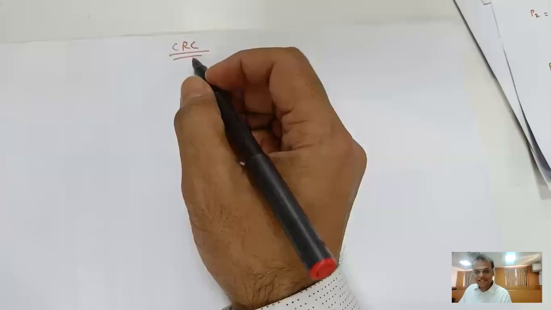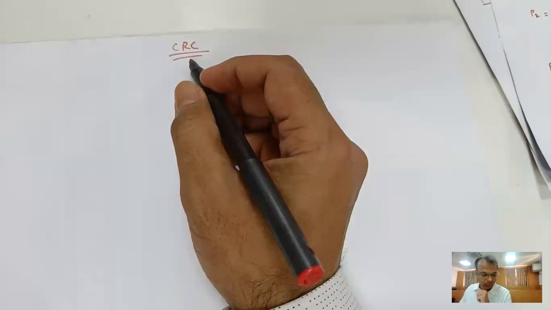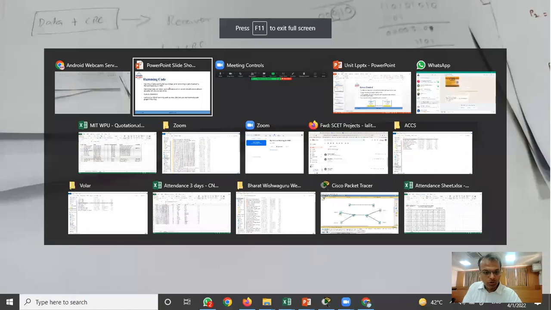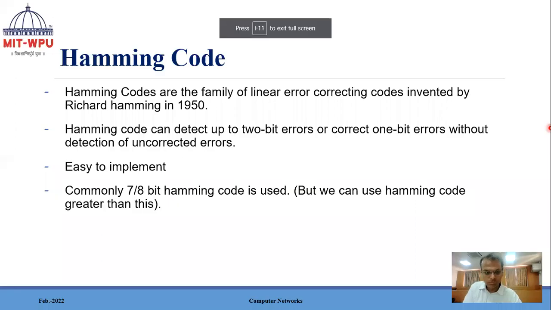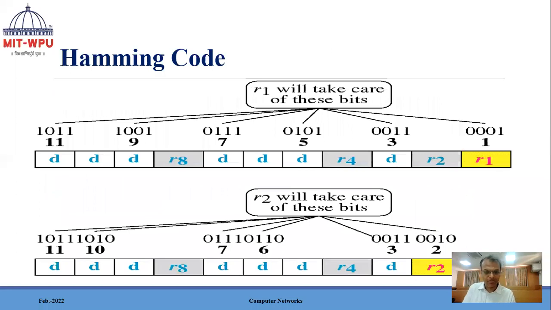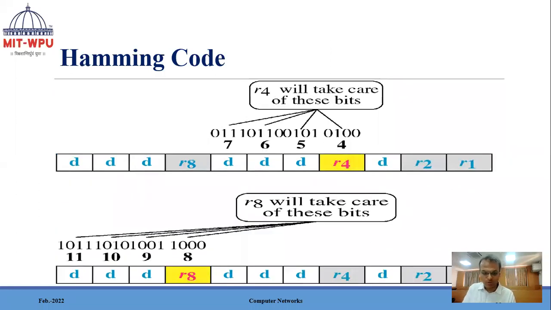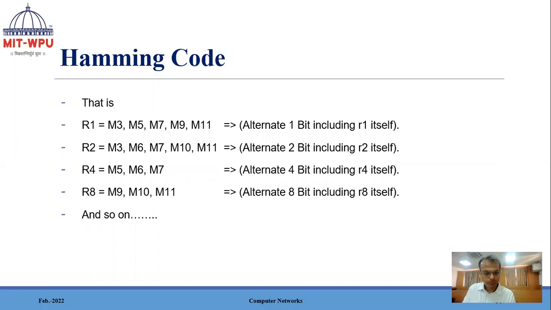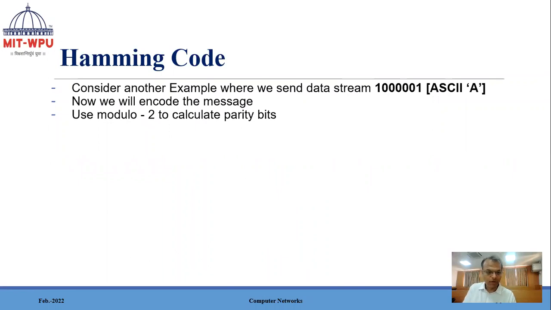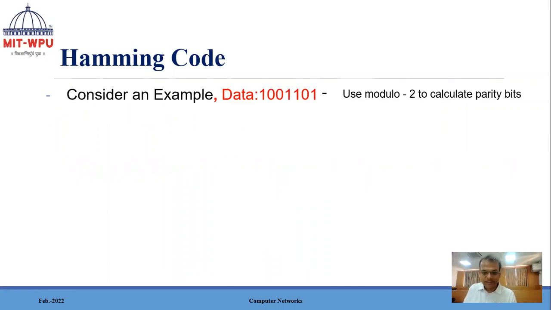So CRC is cyclic redundancy check. Now, if you want, you can just go through the PPT. Everything is mentioned over here in a PPT form. The same calculation is given with more data bits and more parity bits. If you want, we can see this example also.